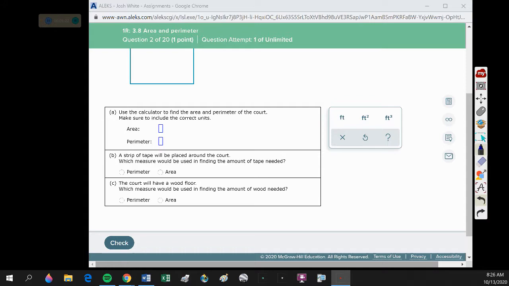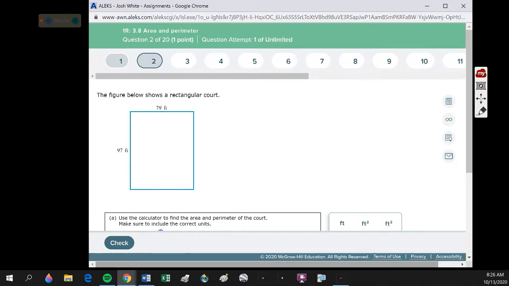So if this is a basketball court and you put tape all the way around the court, would that be area or perimeter? Perimeter. And the court will have a wood floor. Which measure would be used in finding the amount of wood needed? That is an area question.